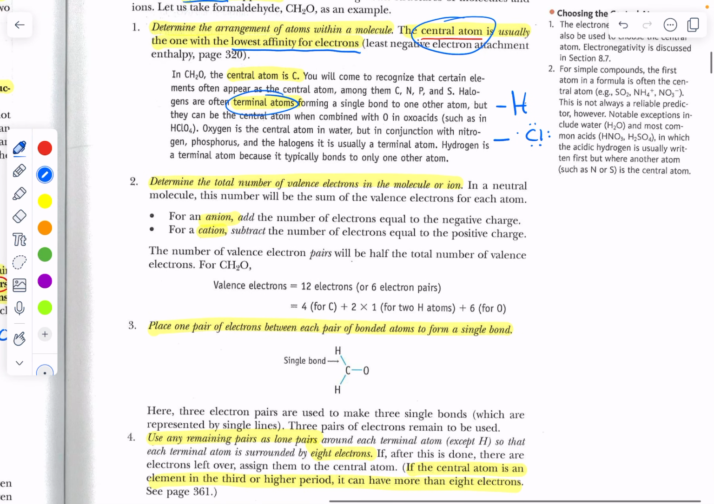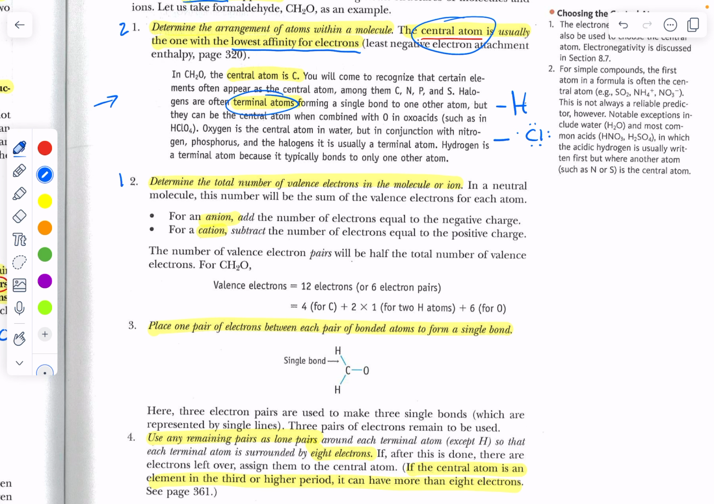I actually do this as step number 2, and I usually do this as step number 1. I just count up all the valence electrons in the molecule or in the polyatomic ion. And when I count up all the valence electrons, that helps me when I go to begin to draw my structure and figure out what the central atom is going to be.